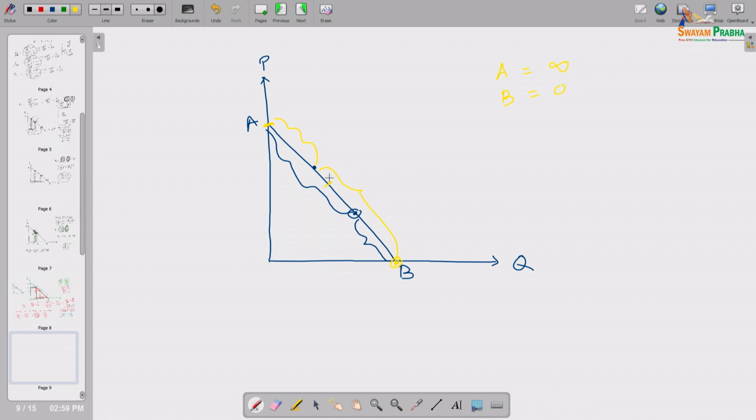At the midpoint of this demand curve it should be 1, because the lower and upper distances are the same. At the midpoint of this AB demand curve, the elasticity value should be 1. Suppose point C is the midpoint. Any point in the CB segment has an elasticity value less than 1, and any point in the CA segment has an elasticity greater than 1. This is the thing.